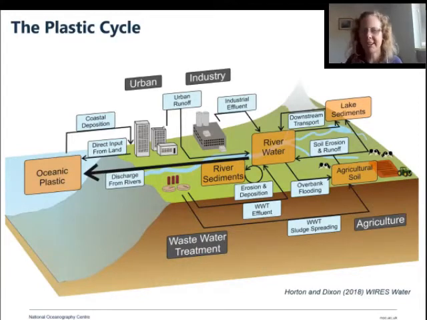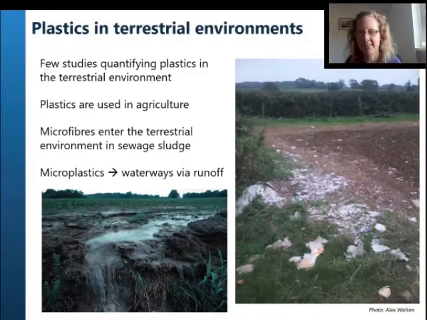So it's been mentioned already, plastics in terrestrial environments, and I wanted to highlight that again here. This is a very difficult area to understand because there have been very few studies quantifying plastics in the terrestrial environment. Although we know that lots of plastics are present, we don't know how much is there exactly and where it accumulates. We know that plastics are used a lot in agriculture, so whether that's to cover fields in plastic mulch or within different chemical processes, plastics might be used for pesticide delivery to the soils, for example.